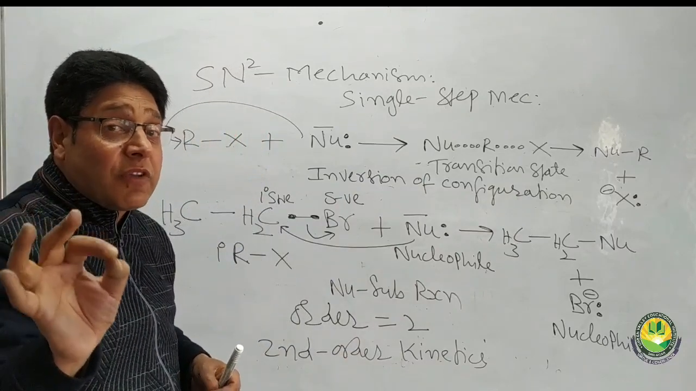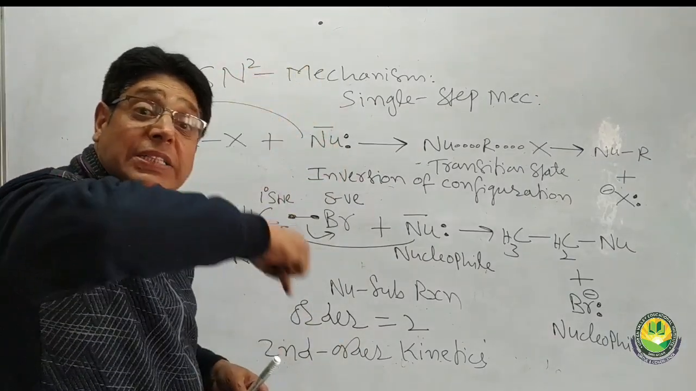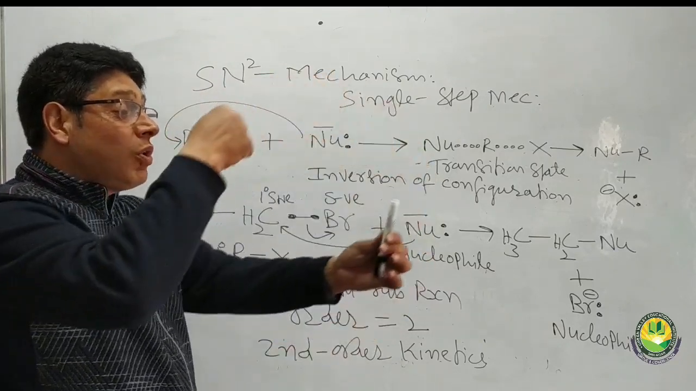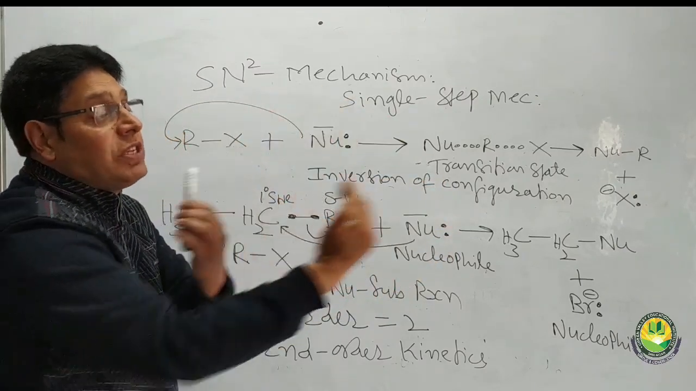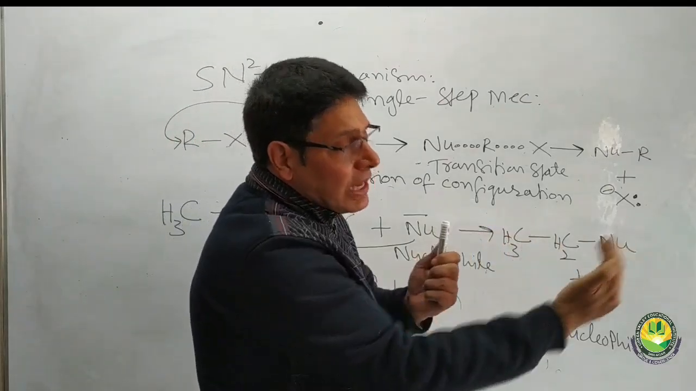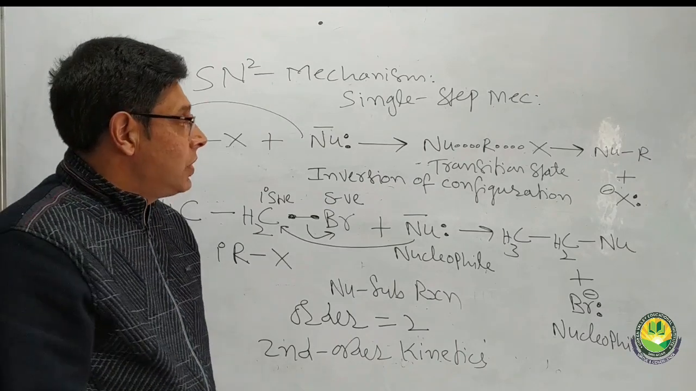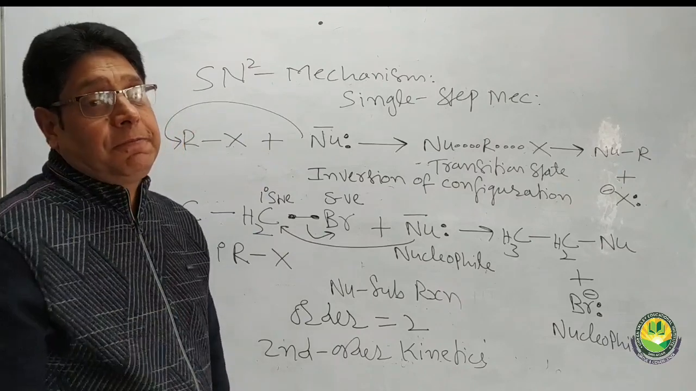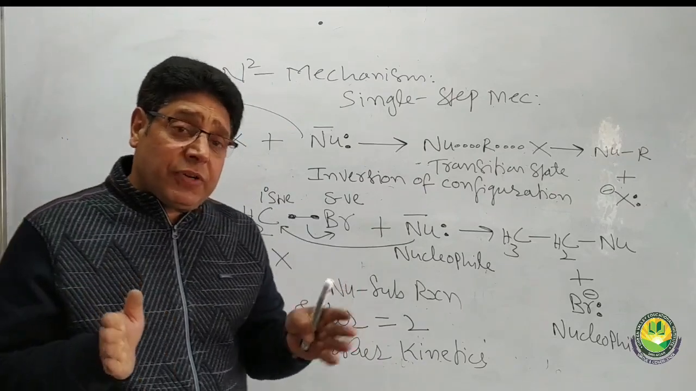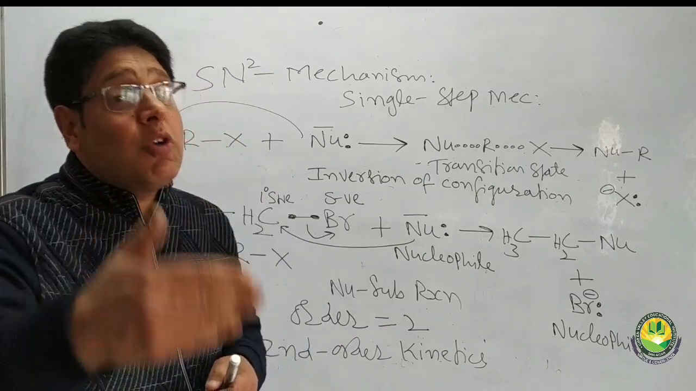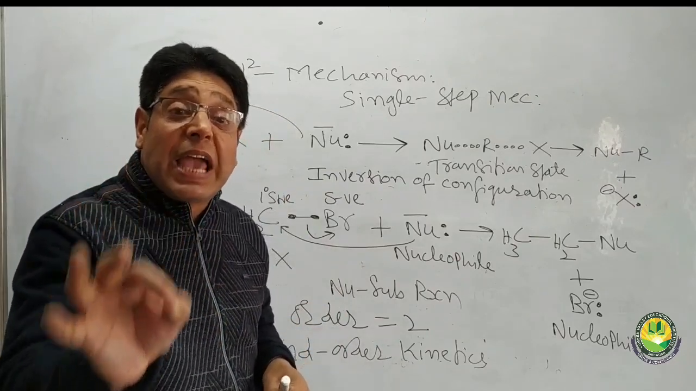And that inversion of configuration is possible only when nucleophile attacks on backside. There is backside attack. That means nucleophile attacks on central carbon on the opposite side to which halogen is attached. जिस साइड में halogen attach हो उसके back side में nucleophile attack करता है. Now the question is, what will be the order of reactivity of nucleophilic substitution by SN2 mechanism for various alkyl halides?